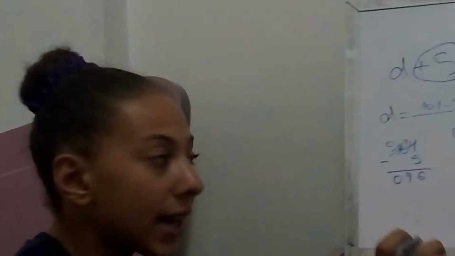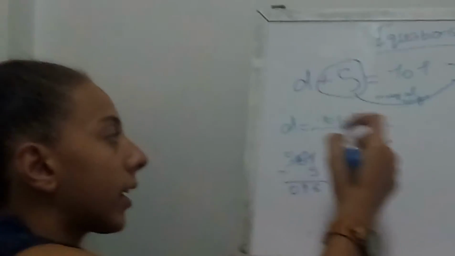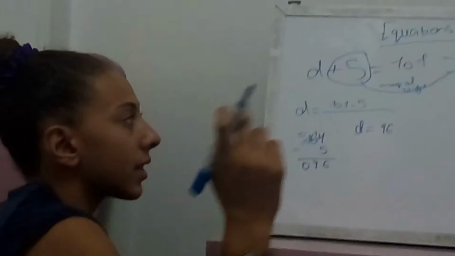How do we check the answer again? We take away the d from the equation and we put 96 instead of it.